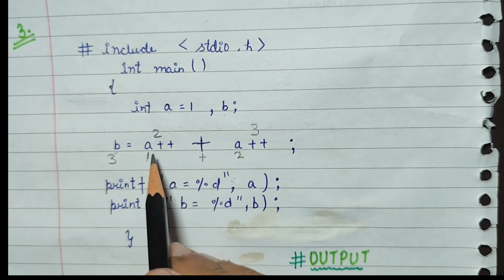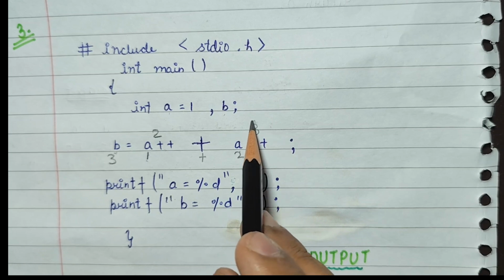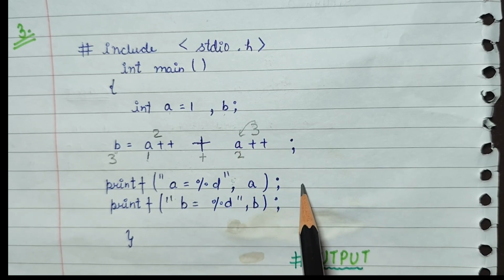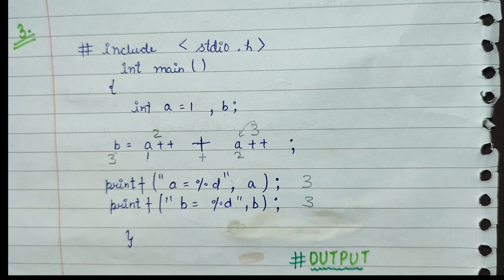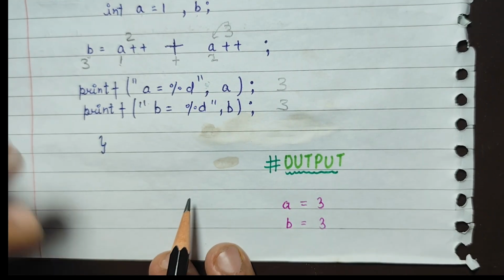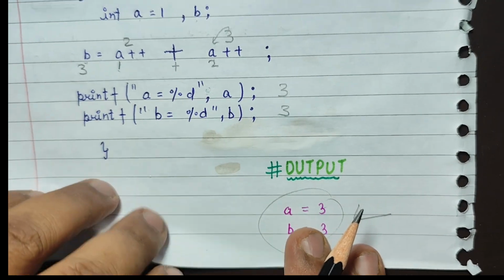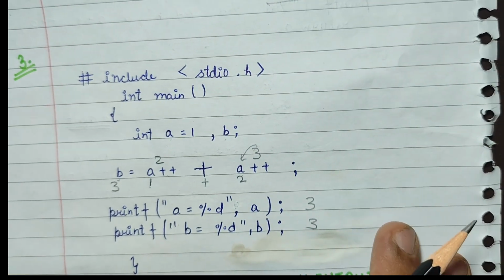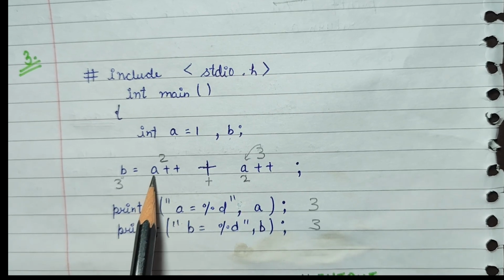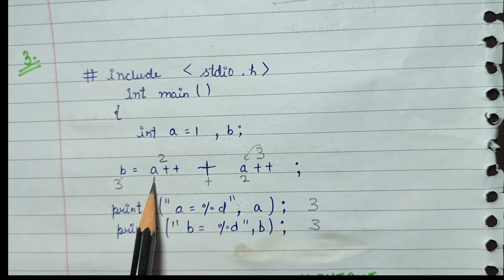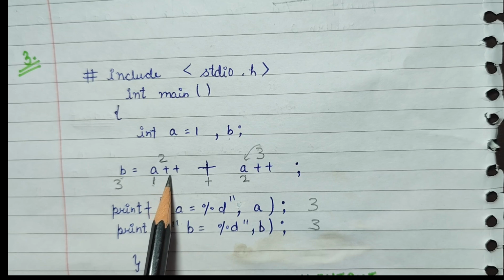And after completing this operation, what is the last value of a? The last value of a is also 3. So 3 and 3 is the output. I hope all of you are clear how this operation is performed, because this one is the post increment. So 1 value is assigned here. After this the post increment is evaluated, it becomes 2.